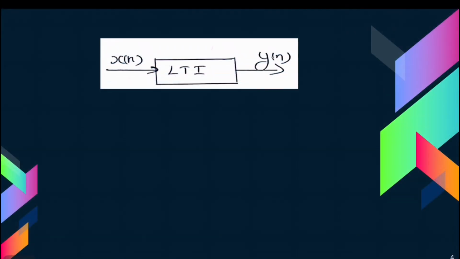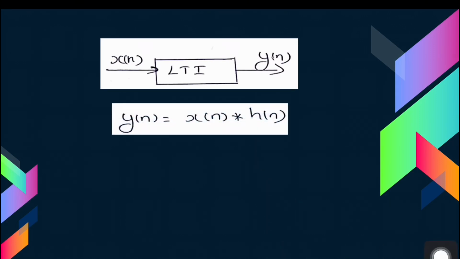You can see the block diagram of an LTI system here. x of n represents its input sequence and y of n its output. In fact, the output y of n of an LTI system can be mathematically expressed as y of n equal to x of n convolution h of n, where x of n is the input sequence and h of n the impulse response of the system. Now what we are going to do is take Z transform on both sides of this equation.